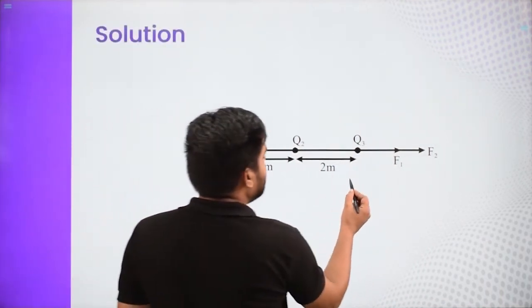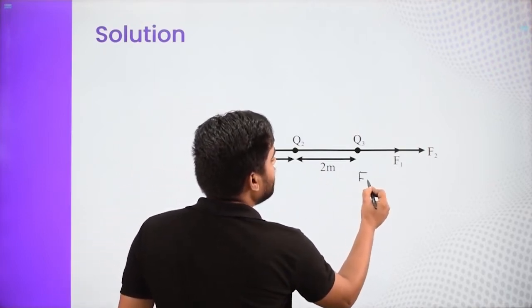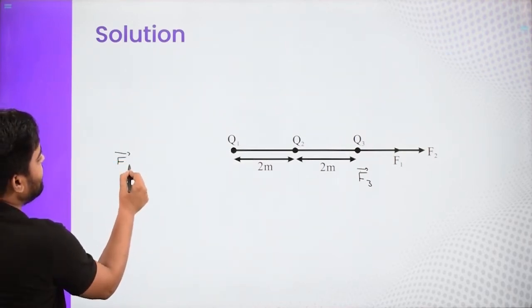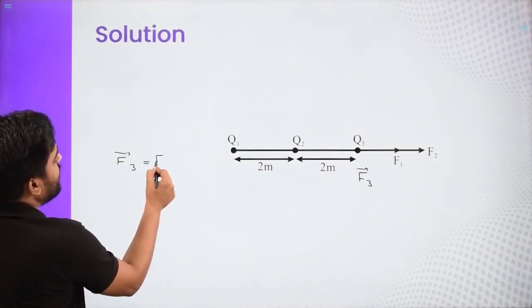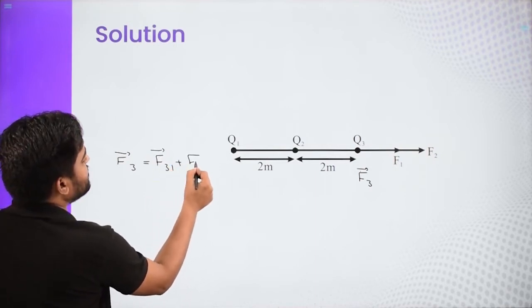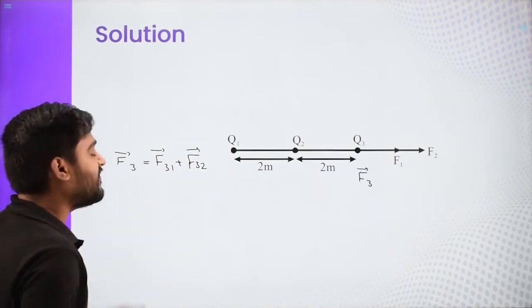To get the force on charge number 3, as per the principle of superposition, we will say the net force on charge 3 is nothing but the force on charge 3 due to 1 plus the force on charge 3 due to 2, the vector addition of these two forces. Here remember, it is the vector addition.